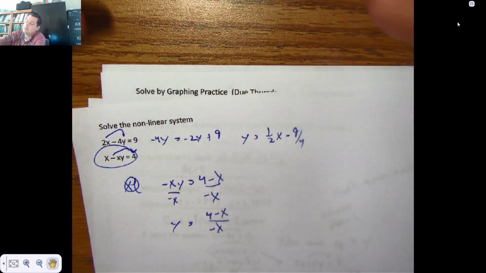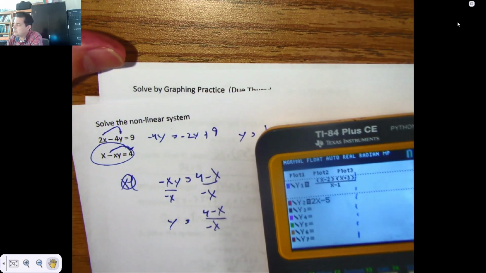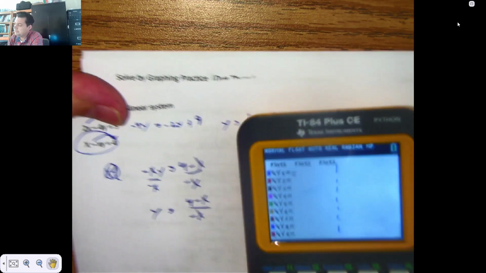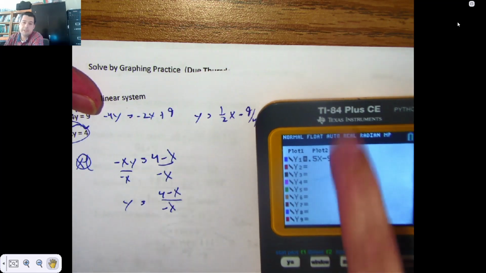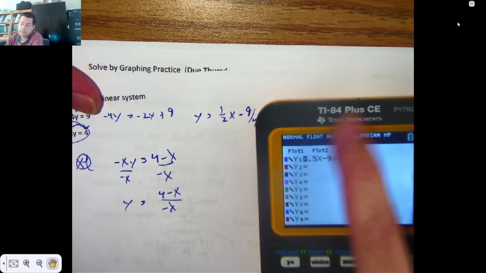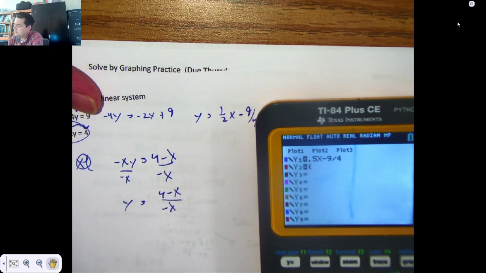There's my two equations. Y equals, graph them, see what we get. I got that half x minus 9 quarters. It was just quicker to type a decimal. And then I'm going to use parentheses on this one. You can use the fraction key if you want. Parentheses 4 minus x divided by parentheses negative x. You need to be comfortable with both.